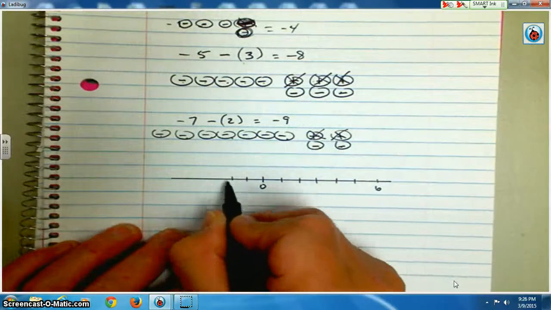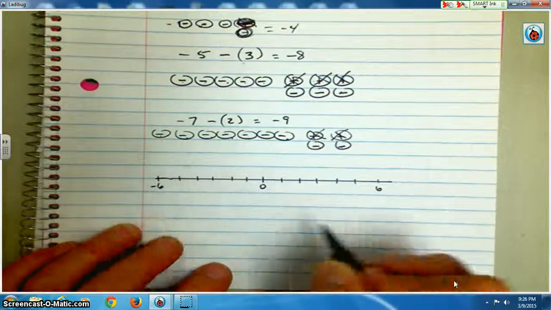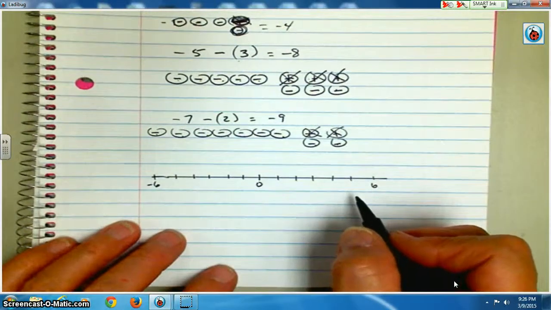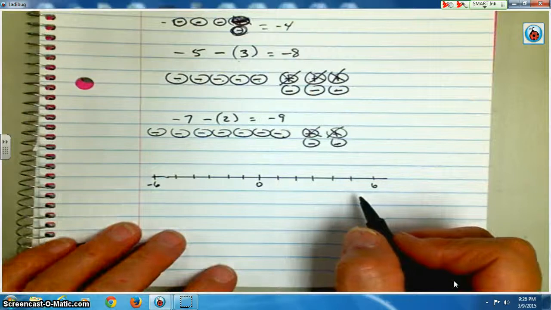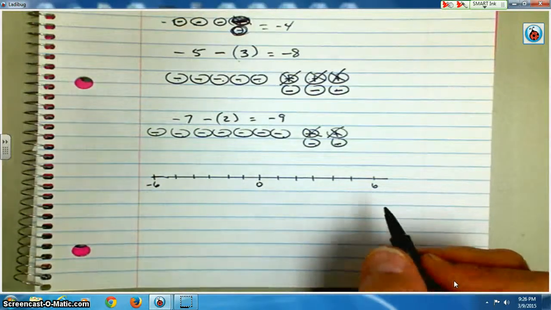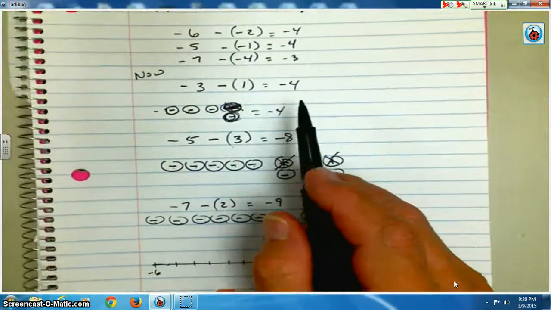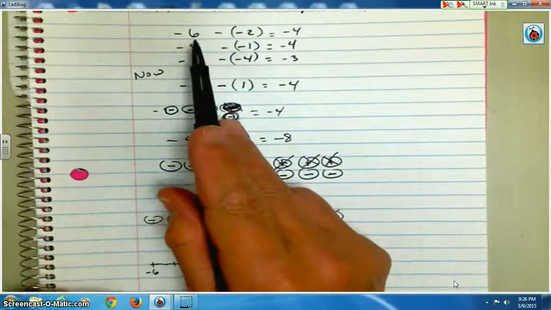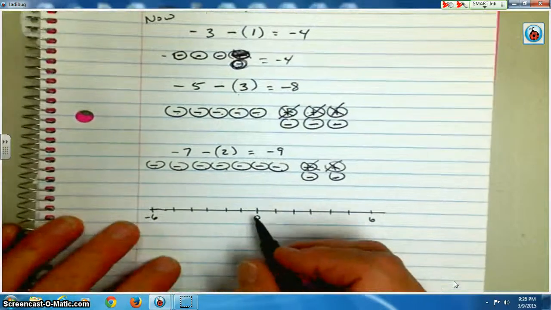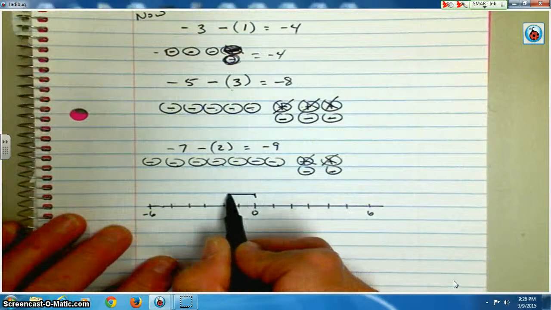And then 1, 2, 3, 4, 5. And we'll go down to negative 6 there, just to make it big enough so we can have some room to work. So let's take our number line and take a look at what happens when we have negative numbers. And so let's do one of our examples from up here. Let's take our first example, negative 6 minus a negative 2. So if we go negative 6, so we start at 0 and go negative 6.